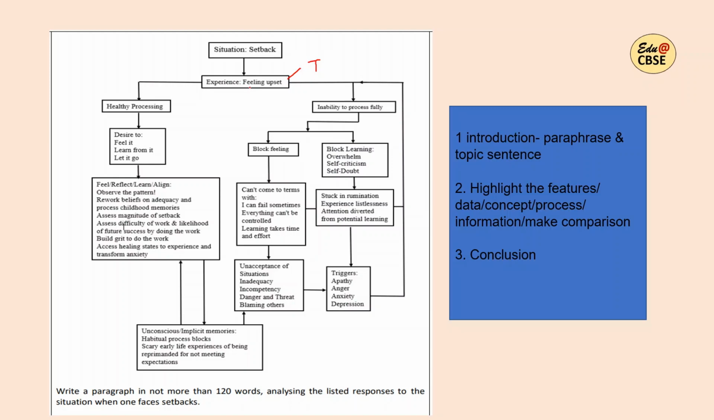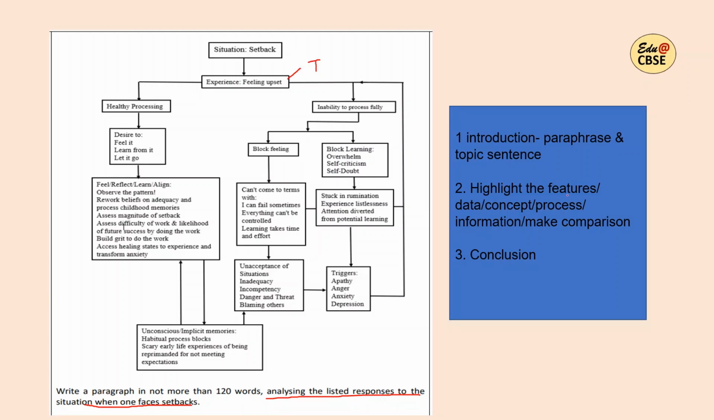So topic sentence में आगे दो चीजें जो हैं वो होनी चाहिए, हेल्दी और अनहेल्दी वे, बिकॉज मेरा जो पैराग्राफ है वो इन दोनों चीजों से कंसर्न करेगा. So this is what I'm going to write in the topic sentence along with paraphrasing. और paraphrase क्या करना है, ये question. So write a paragraph in not more than 120 words, analyzing the listed responses to the situation when one faces setbacks. So analyzing the listed responses to the situation, when one faces setbacks. तो इस चीज को मैंने paraphrase करना है and this will make my introduction.